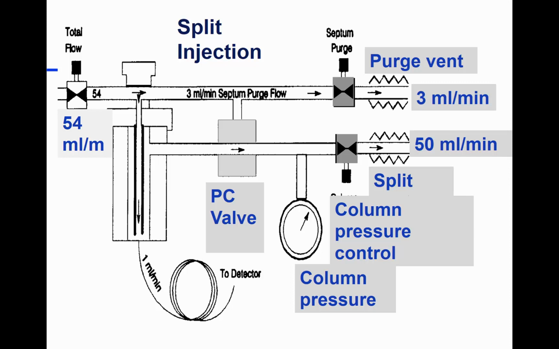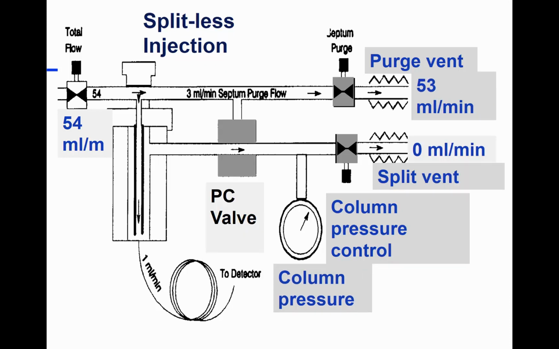Under the right conditions, the size of the column, length of the column, it gives enough restriction such that only 1 mil per minute of this ends up going into our column. So that would leave 50 mils per minute coming out here and going out the vent. So 1/50th, if there's 51 mils coming down here, only 1 goes here, 50 go there, only 1/50th of my sample gets analyzed. 49/50ths go out that vent. So that's a split injection.